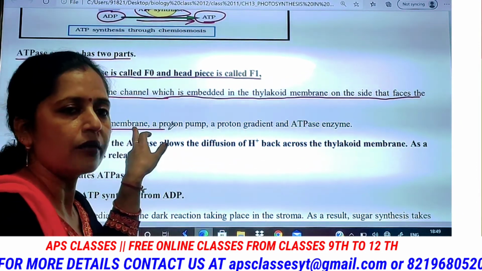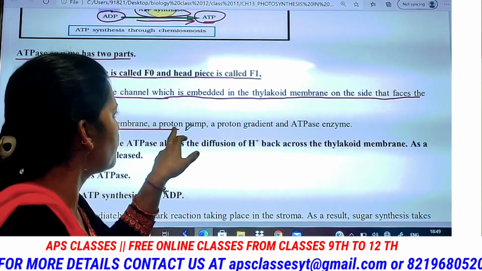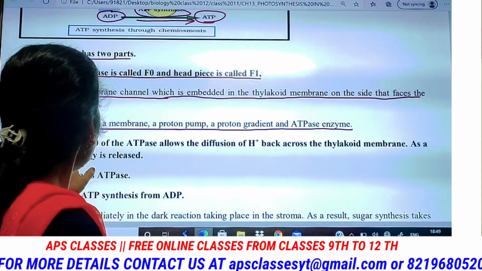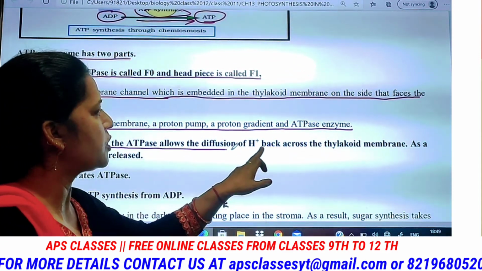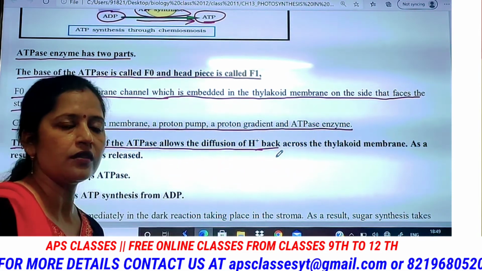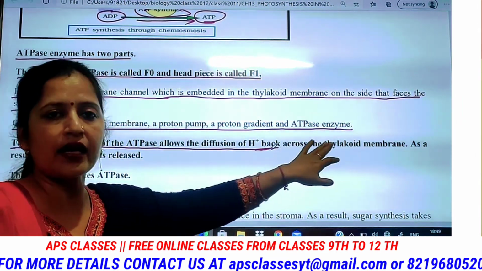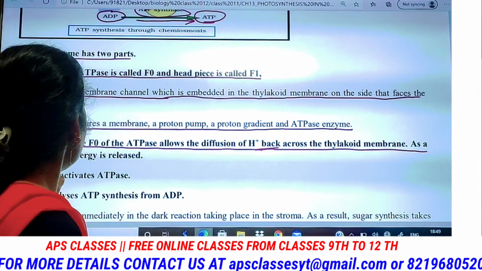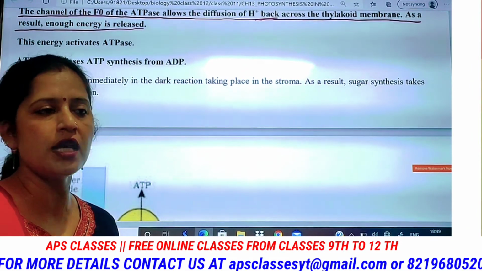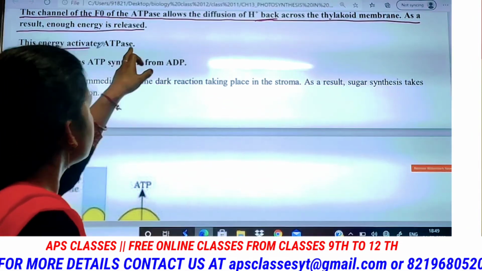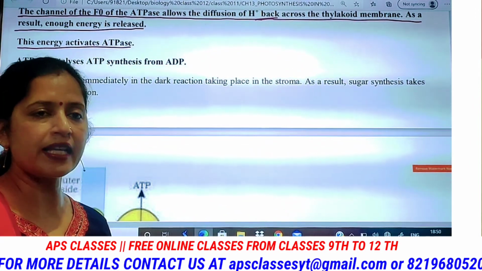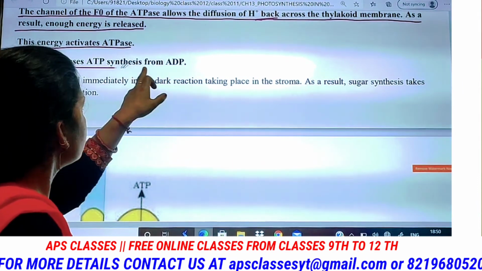Chemiosmosis requires a membrane, a proton pump, a proton gradient, and the ATPase enzyme. The channel of the F0 of the ATPase allows the diffusion of H positive ions back across the thylakoid membrane. As a result, enough energy is released. This energy activates the ATPase.